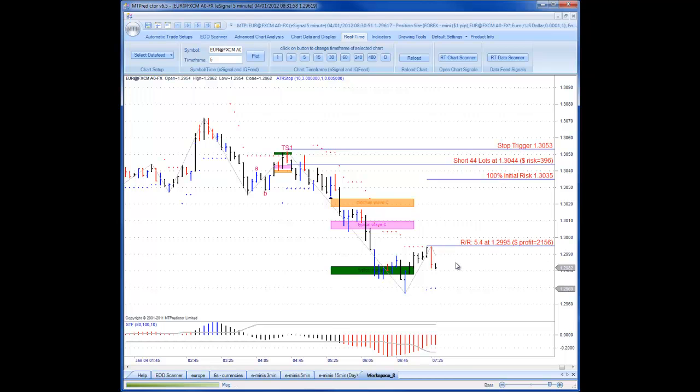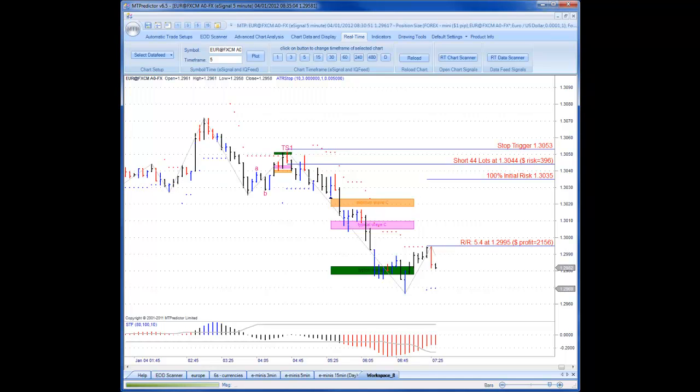This is the key to successful trading, and is why it's at the fundamental core of MTPredictor. So I just want you to understand that to be successful in the market, you must have a trading system that has large profits and small losses, and that's exactly what the MTPredictor software program is designed to do.